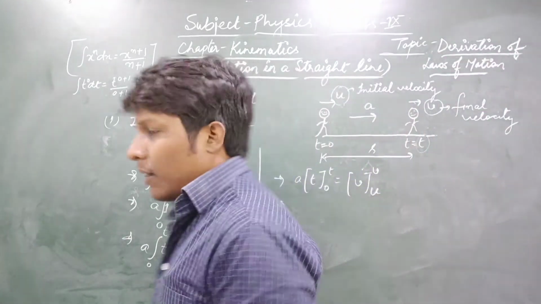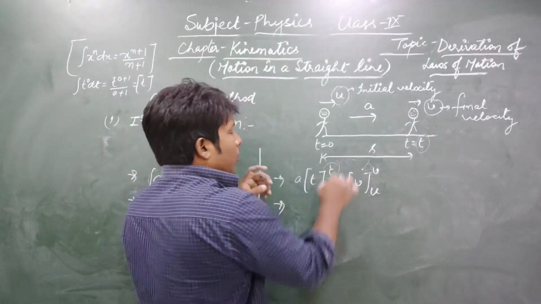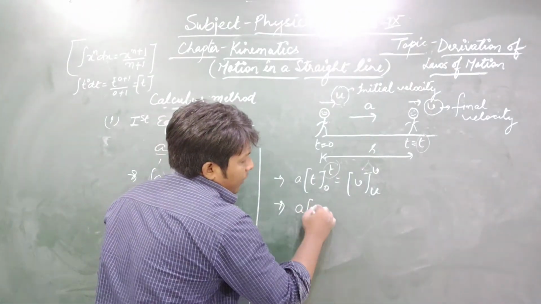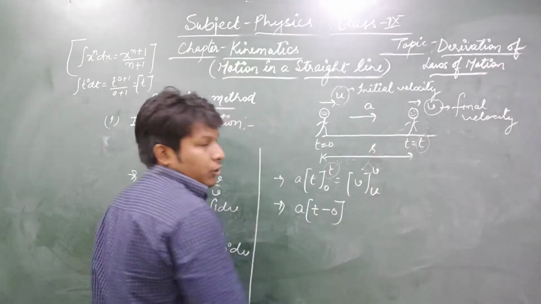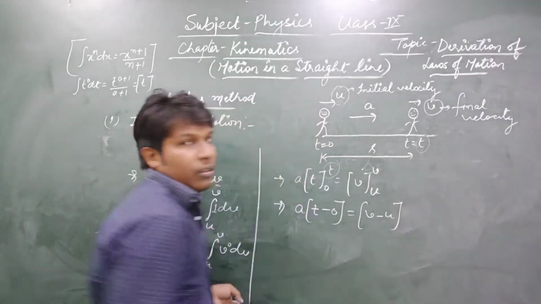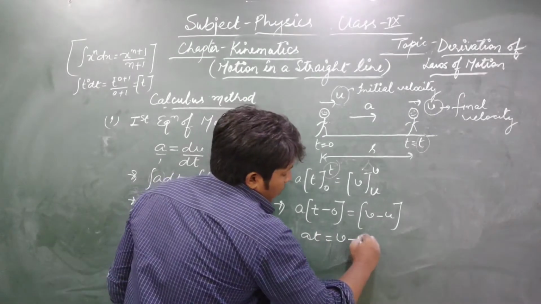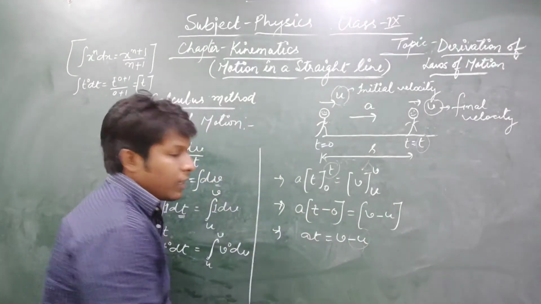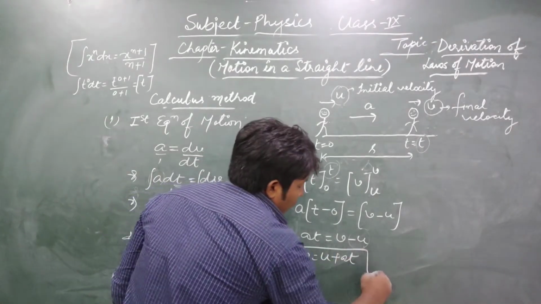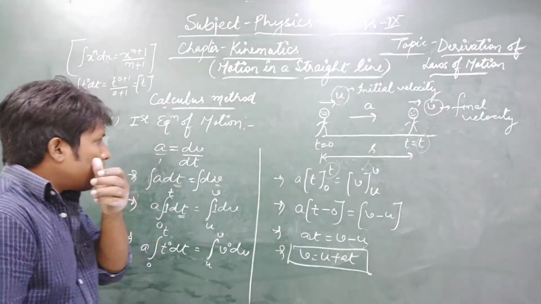Okay, final limit minus initial limit. This is the higher limit or final limit, and this is the lower limit. So higher limit t minus lower limit 0. Okay, here the final limit is v and the lower limit is u. So just multiply here, so you will get at is equal to v minus u. Just transpose u to the left side, so you will get v is equal to u plus at. So this is your first equation of motion. It was quite simple. Okay, just note it down.